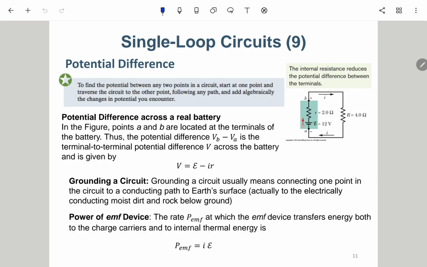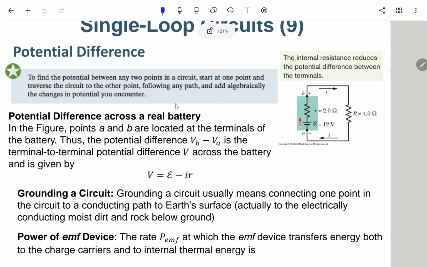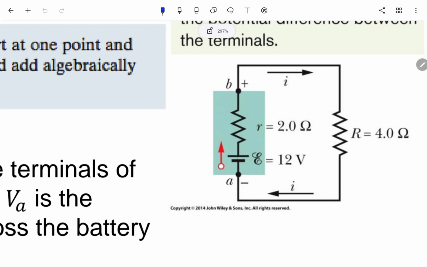Here we have the potential difference. To find the potential difference between any two points in a circuit, start at one point and traverse the circuit to the other point, along any path, and add algebraically the changes in potential you encounter. For example, if you would like to find the potential difference VBA, defined to be VB minus VA.